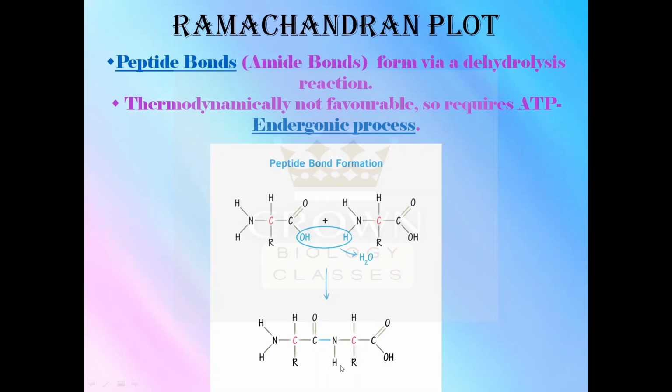C double bond O and N-H. This bond is known as peptide bond. And this process is thermodynamically unfavorable as it requires energy in the form of ATP, so it is also known as an endergonic process. An unfavorable or endergonic reaction is the one in which the energy state of the product is higher than that of the reactants. That means Gibbs free energy change is greater than 0.